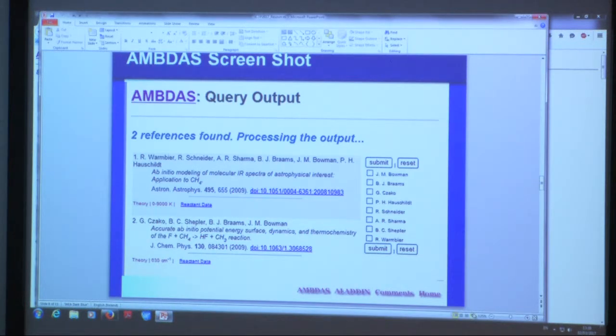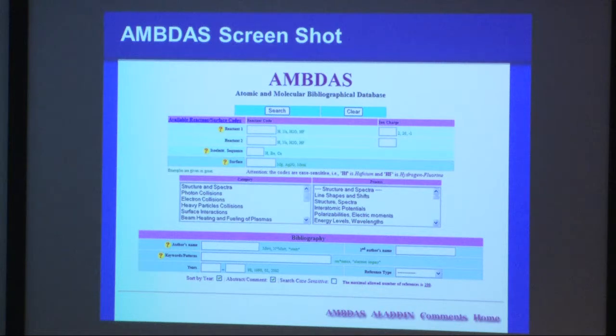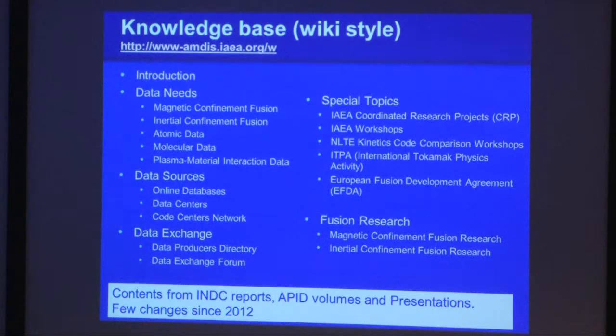Okay, so that was MBDAS, our bibliographical database. As I said, the knowledge base was supposed to be the central place for atomic physicists, plasma physicists, molecular physicists. They can all come to this wiki page and learn from each other. It was supposed to be that way, but, well, not so yet, but we're working on it.